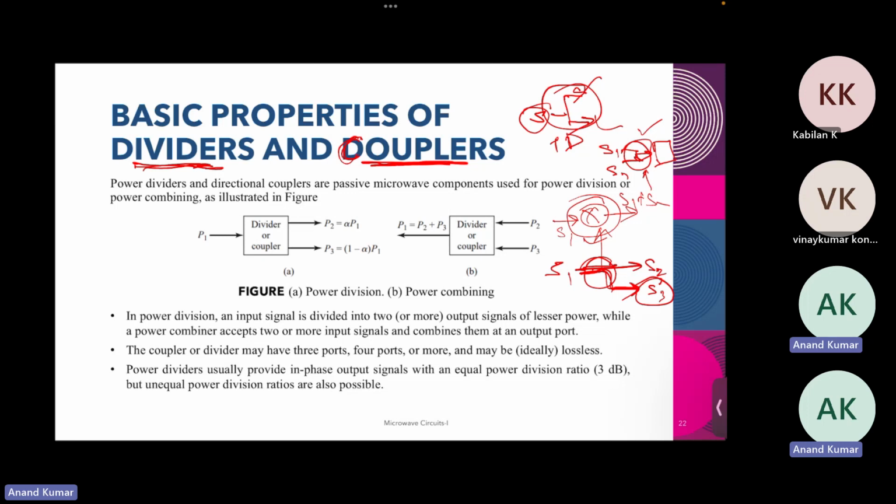If this is a power divider or coupler, this is what happens if you want to divide this particular power P1 into P2 and P3 in this particular ratio alpha. This amount of power is sent to P2, and 1 minus alpha amount of power is sent to P3. Similarly, if P2 and P3 are there, then this power coupler will add the power P2 and P3, and then give it at P1.